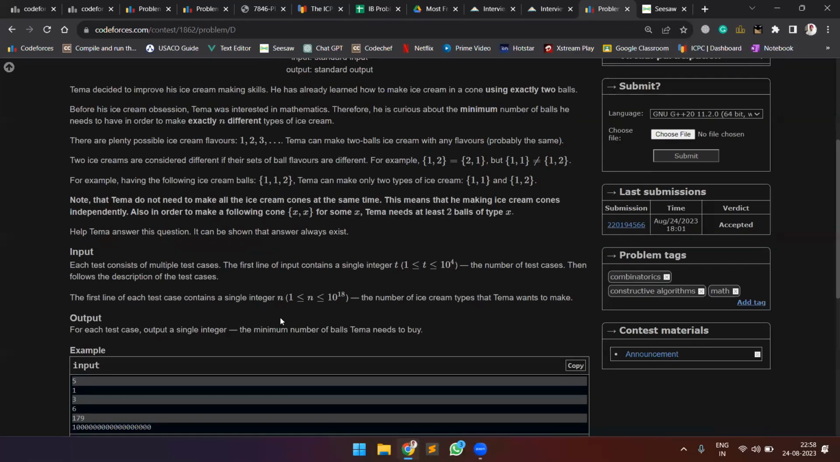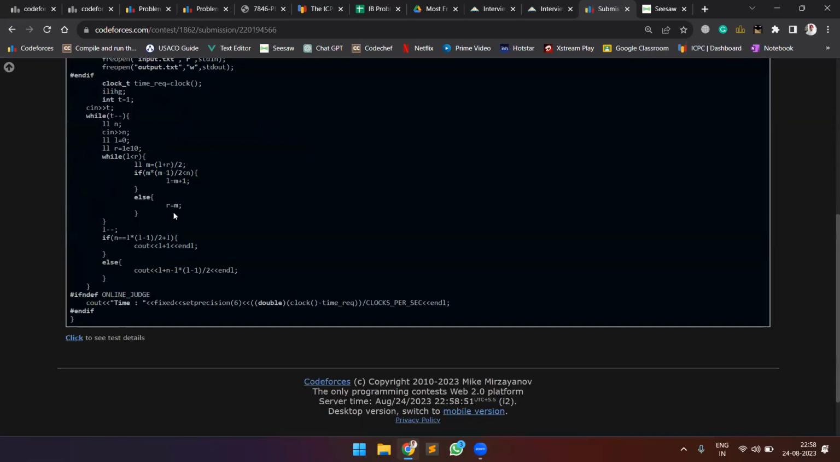N is basically 10 raised to power 18. So we can use binary search on answer to find the maximum L so that L into L minus 1 is less than equal to n. So this is how I have done. This is my approach. I have found it by binary search. Basically, I have found the other way around.